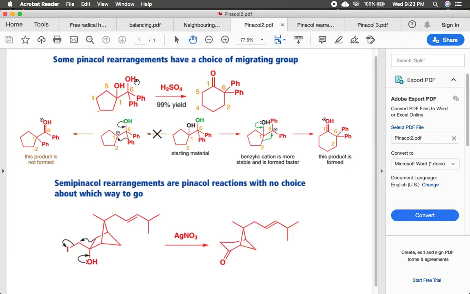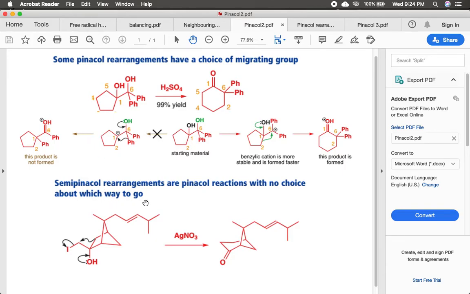And then that also decides the migration of this reaction. So here, this is the final product and you get 99% yield, which means the reaction goes through this way and not this way.